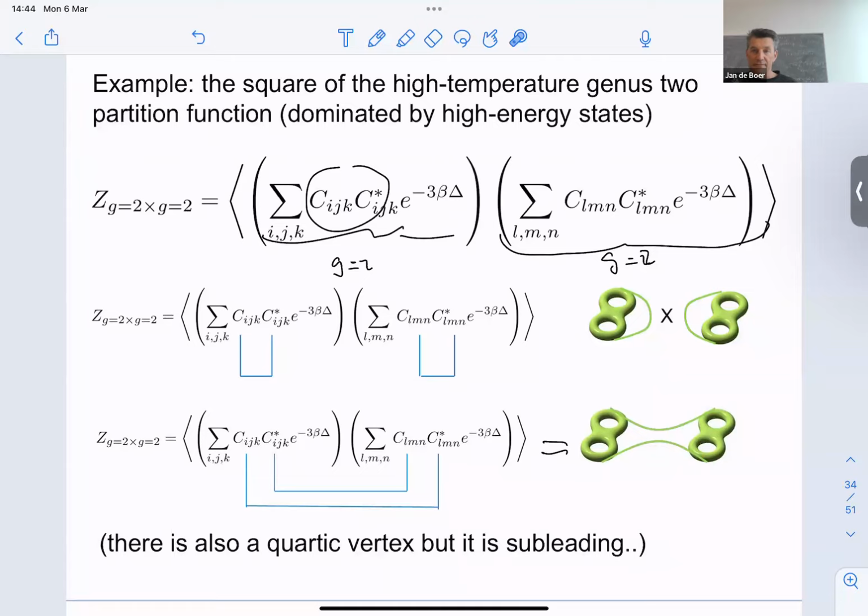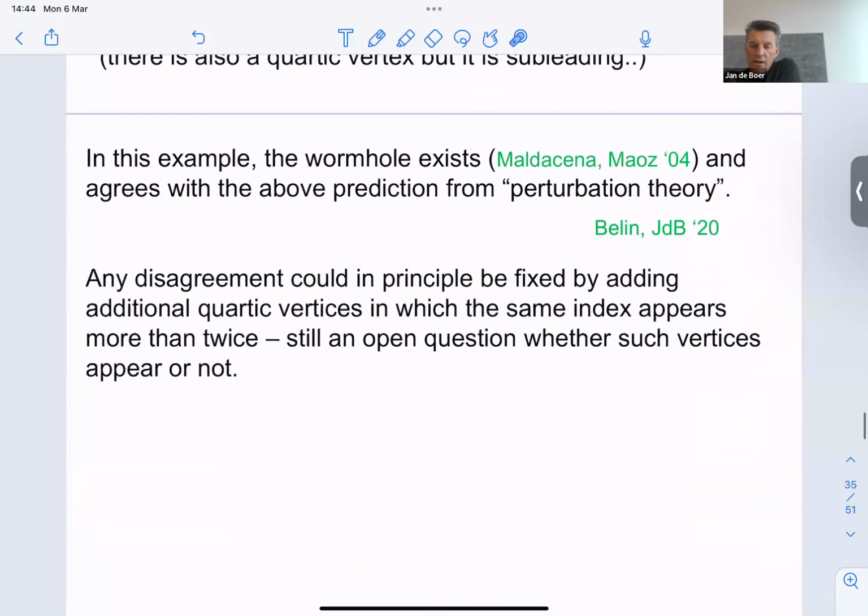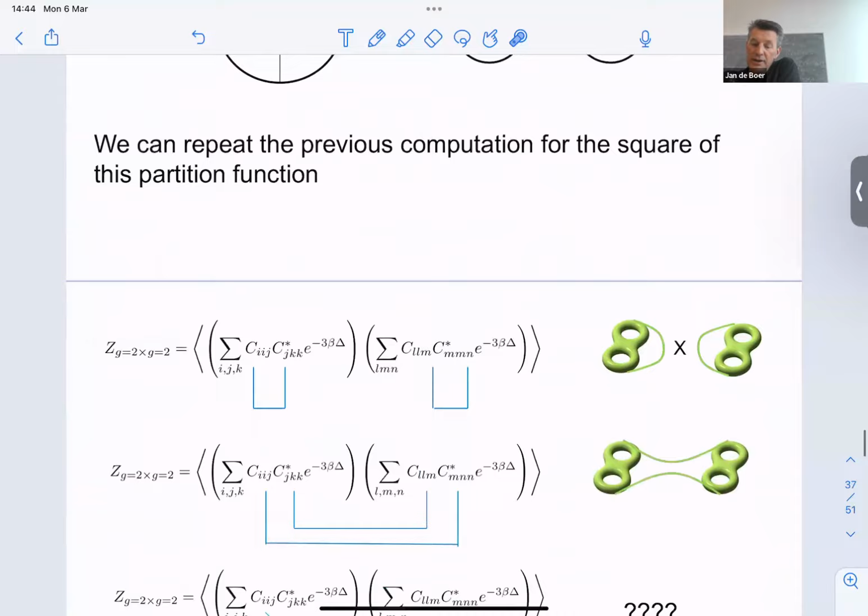Now this story can be continued. You can find new predictions. So we're currently investigating several new predictions. There's also some surprises, but let me not talk about that.